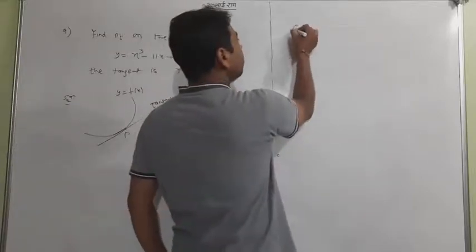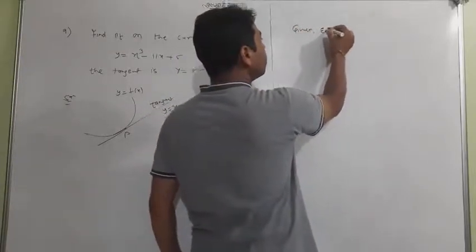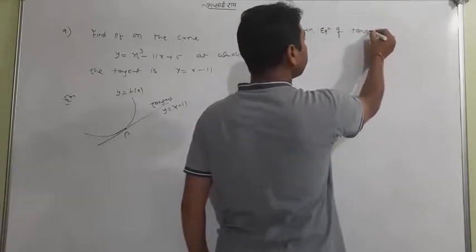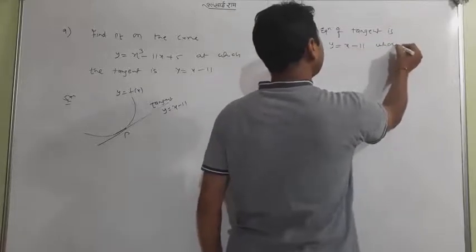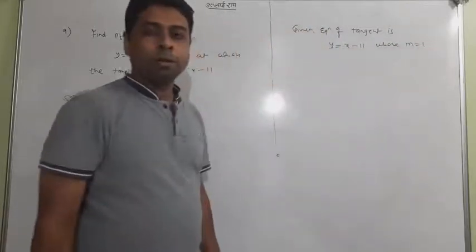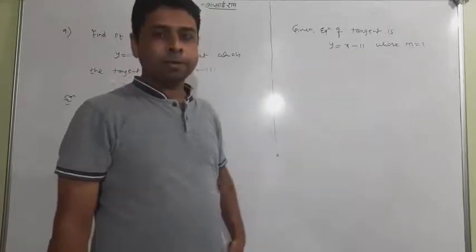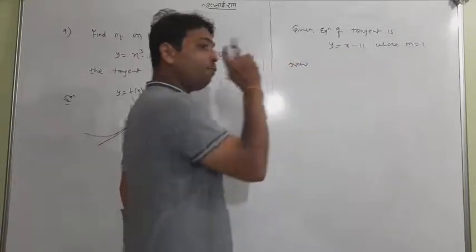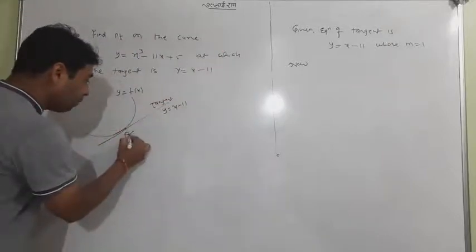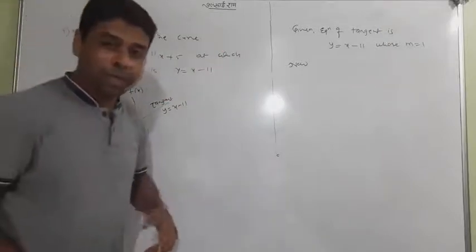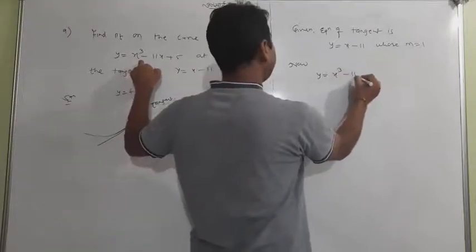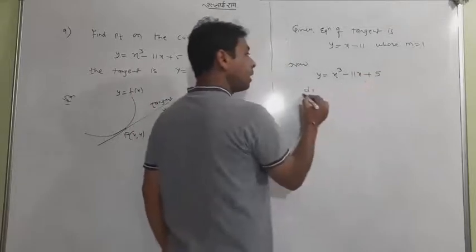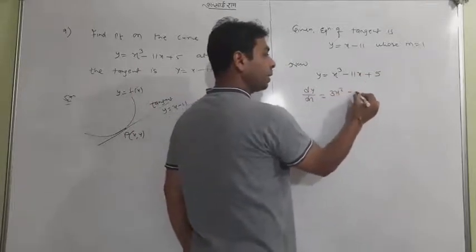So I'll write something. Since the given equation of tangent is y equal to x minus 11, whose slope is 1. You know y equal to mx plus c, m is 1. And now I will find my slope with the help of the derivative. It's the same sentence I used in the last question. So y is equal to x cube minus 11x plus 5. dy by dx will be 3x squared minus 11.